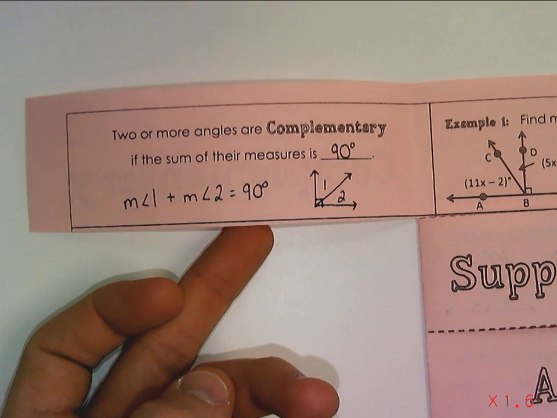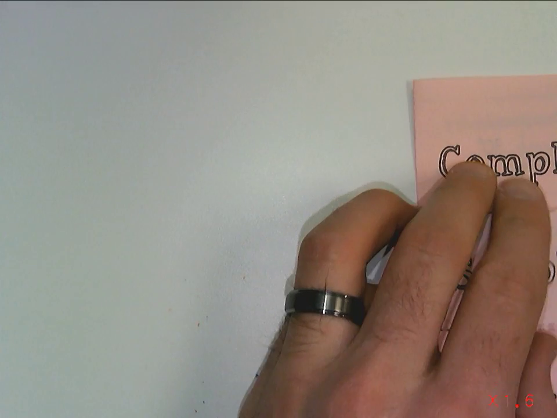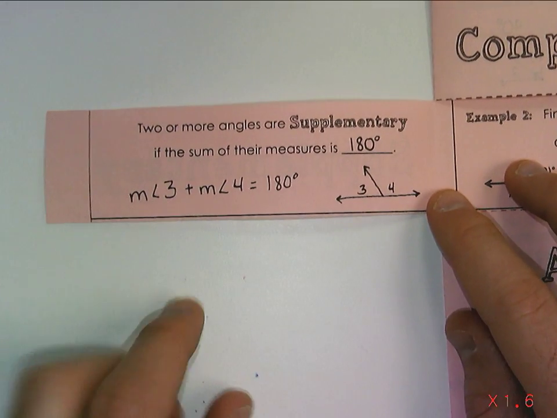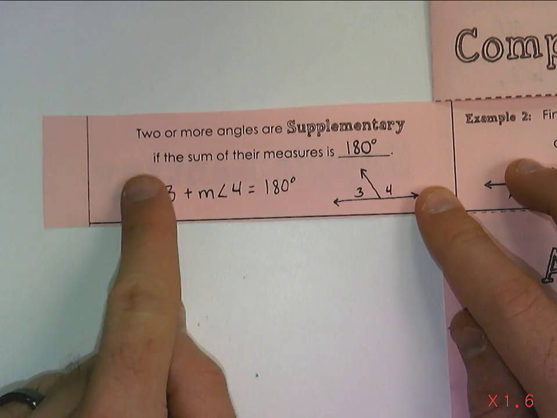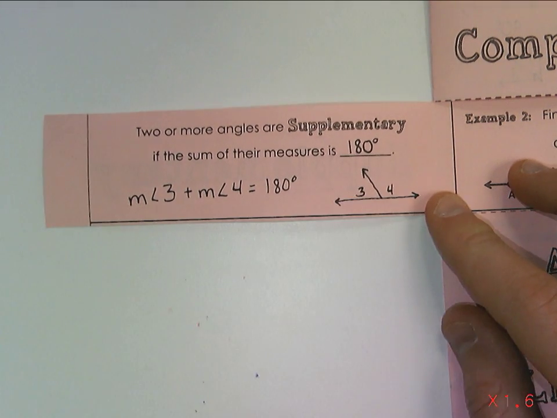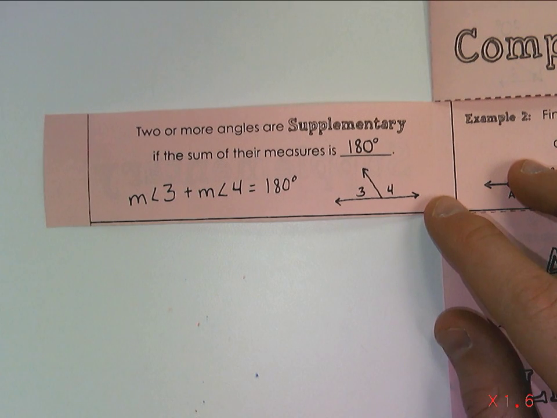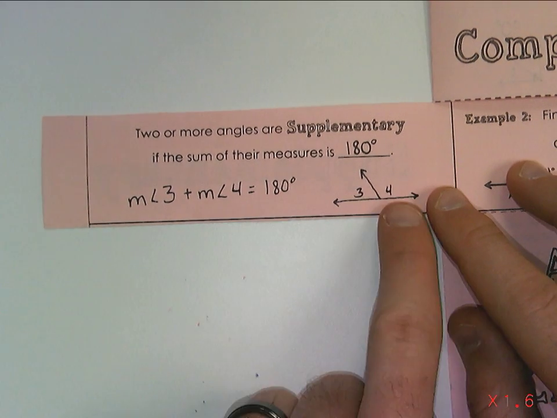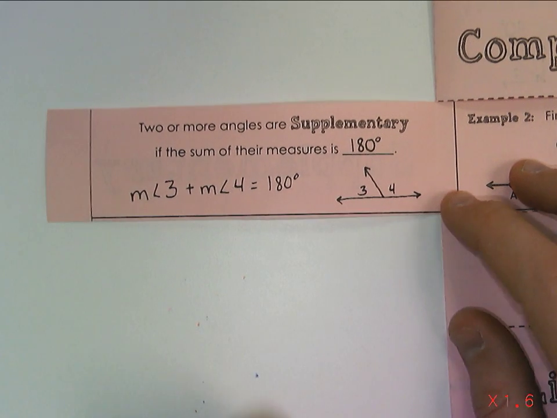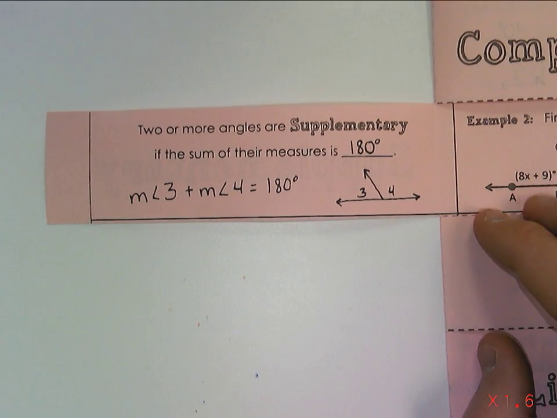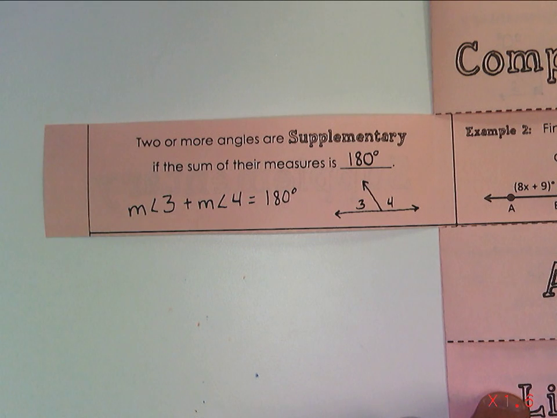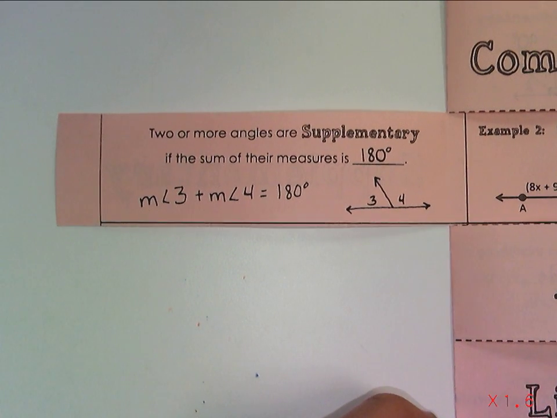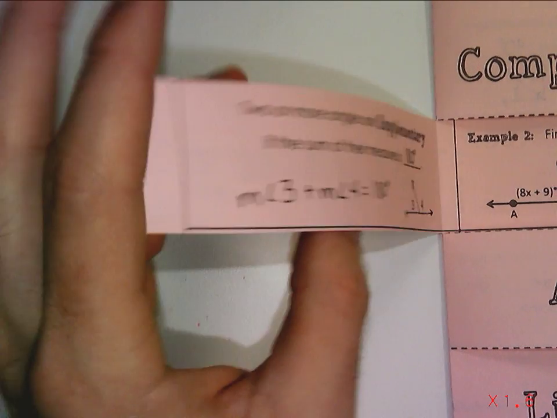Let's go ahead and copy that down. Supplementary, which we talked about, is two or more angles are supplementary if the sum of their measures is 180 degrees. So in this case, measure of angle 3 plus measure of angle 4 gives us 180 degrees, a nice straight line. That's supplementary. Sometimes it's easy to mix those two up, but just remember complementary is 90, supplementary is 180.